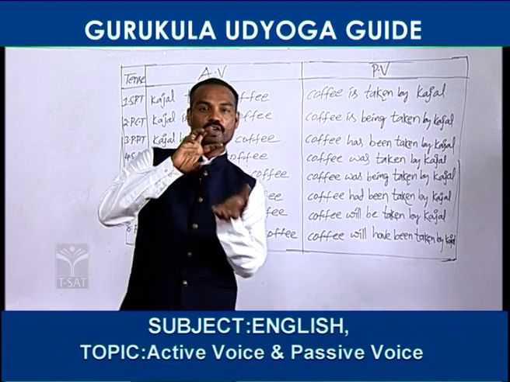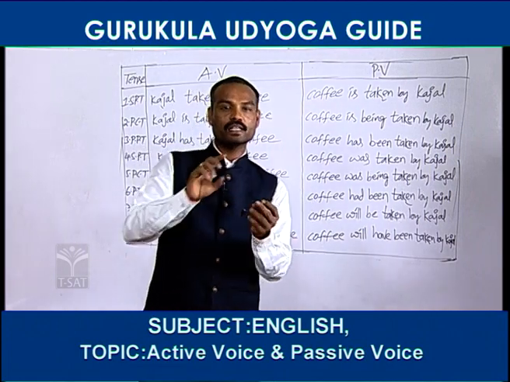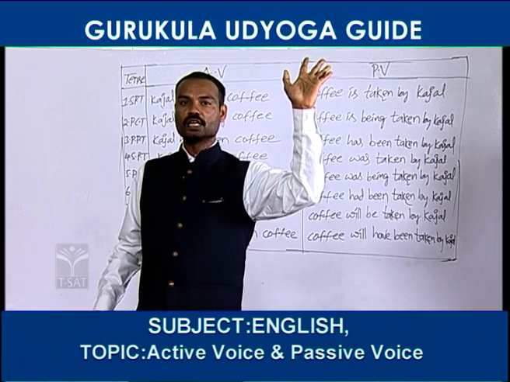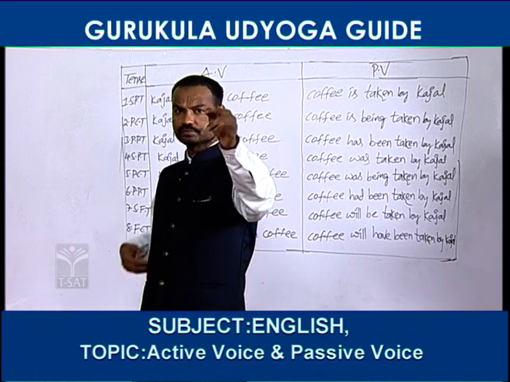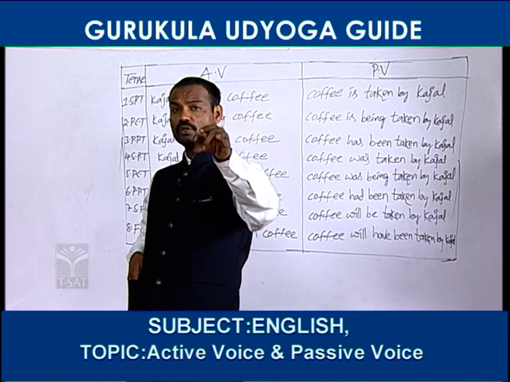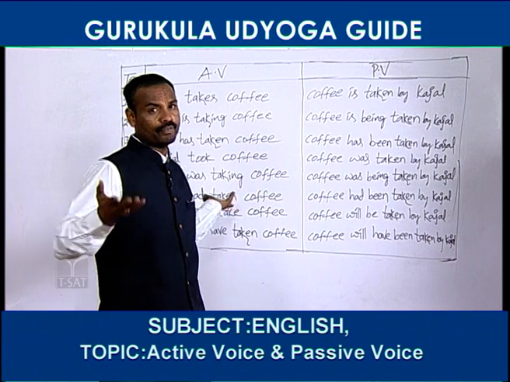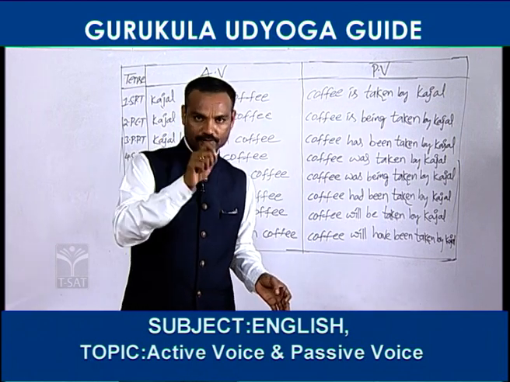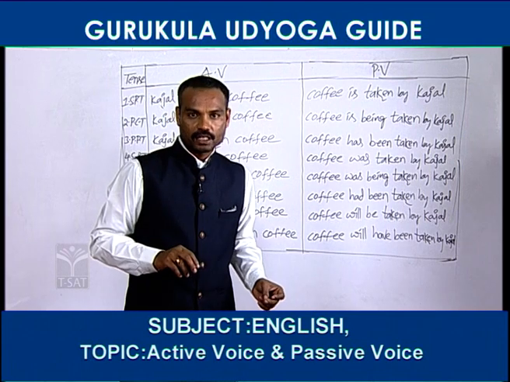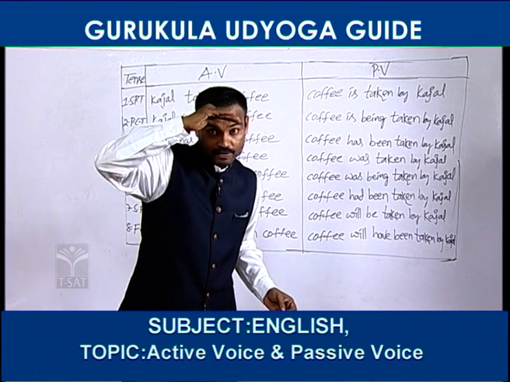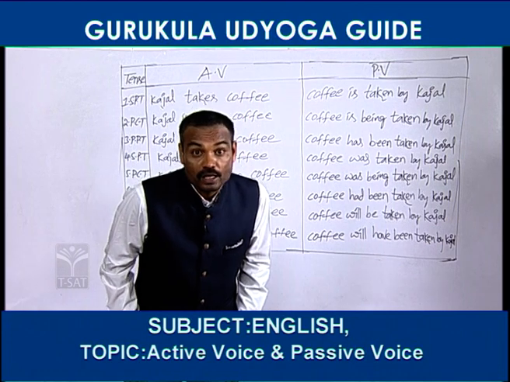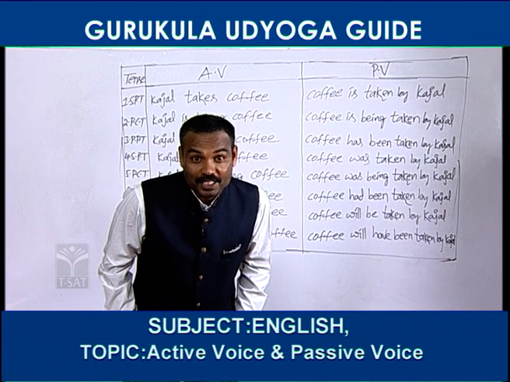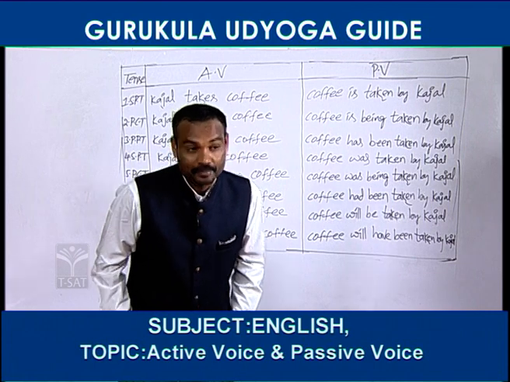Did you understand, friends? When should we write was and were in passive voice? When the active voice contains a singular object, was should be taken in the passive voice. When the object is plural, were should be taken. And being is common whenever you find the ing form in the active voice. Being should be written between the helping verb and the main verb in the passive voice. Do you remember? Wow, great.